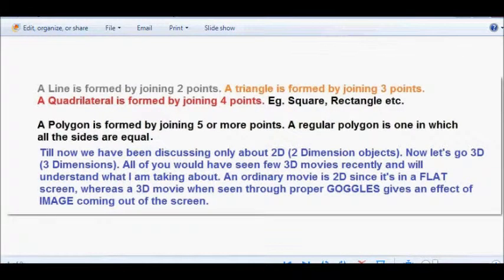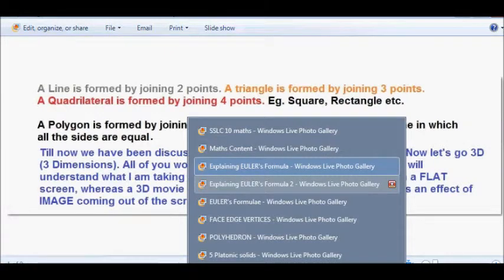Now, since we have been discussing only two-dimensional objects, let's go into 3D. All of you would have seen some 3D movies recently. They were very famous in Kannada, in Hindi and in English. When we see a 3D movie with goggles on, it gives a different effect altogether.